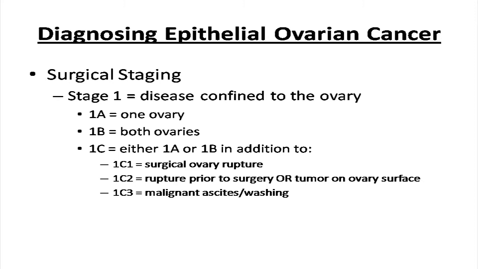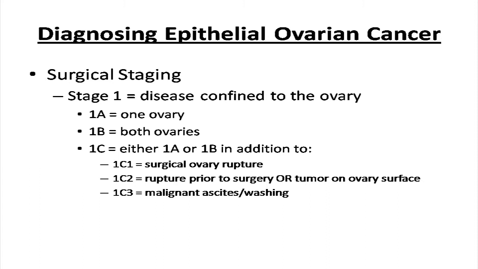1A involves only one ovary. 1B would be disease within both ovaries, and 1C incorporates either 1A or 1B in addition to one of the following. In stage 1C1, there may be rupture of the ovary at the time of surgical removal, spilling potentially malignant contents into the pelvis or the abdominal cavity.